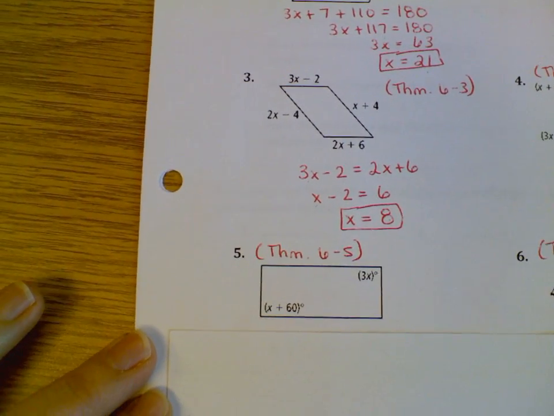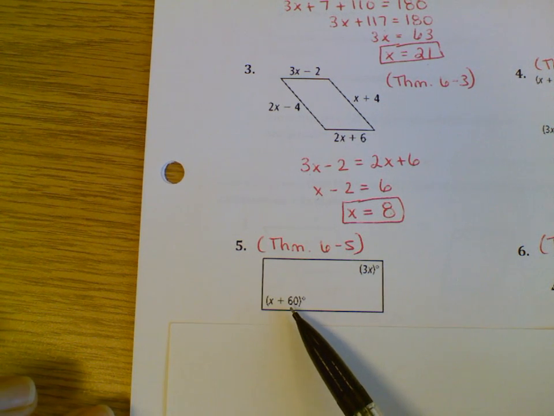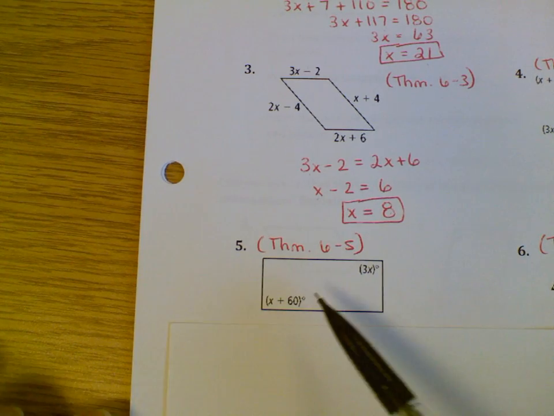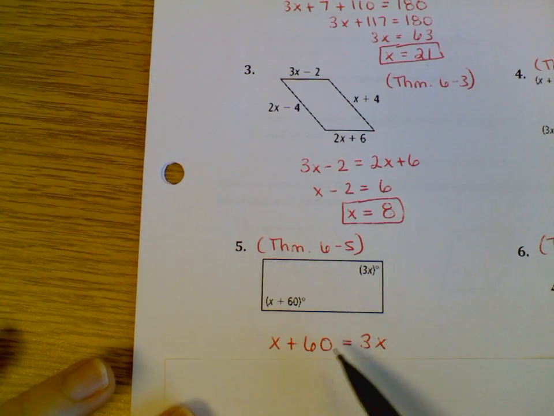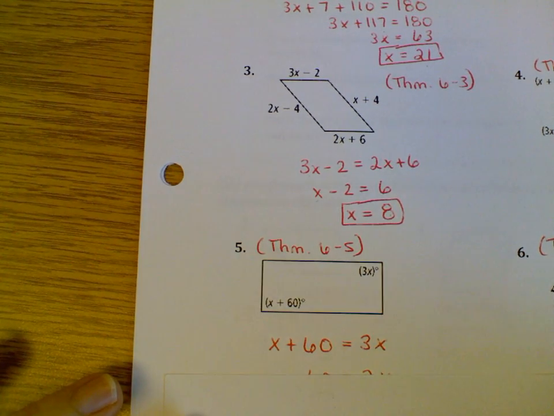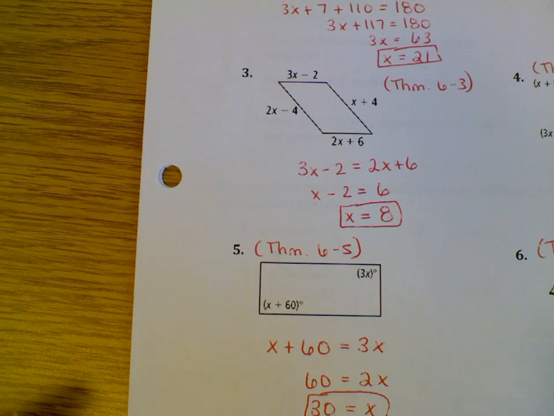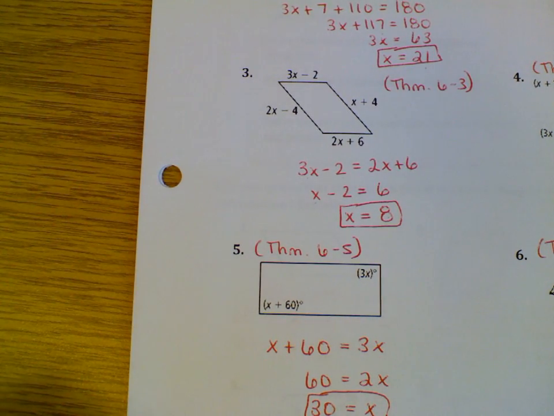So on number 5, similar to the last, where you have an expression for opposite angles, noticing that those opposite angles would be congruent by theorem 6.5, so I would set them equal to each other, subtract x, and then divide by 2. So my answer would be x equaling 30. Pause the video and see if you can do question 6.